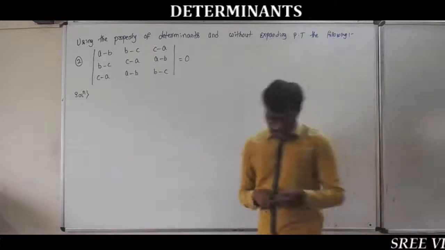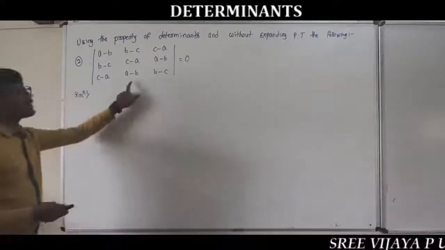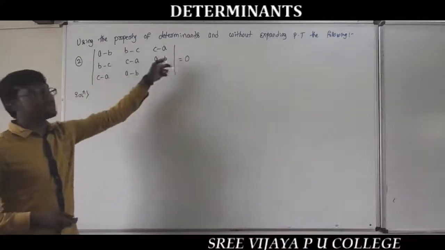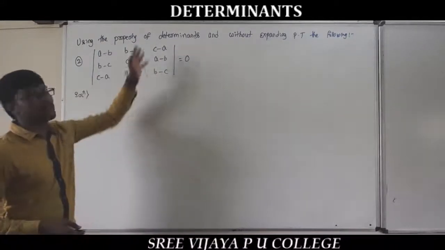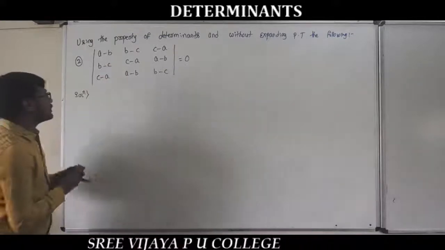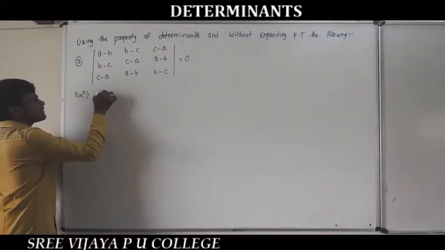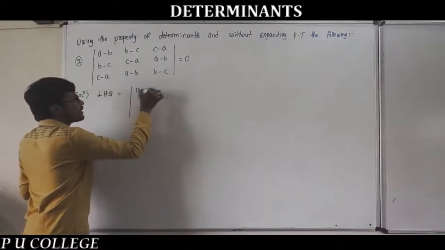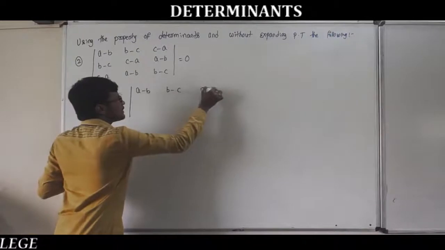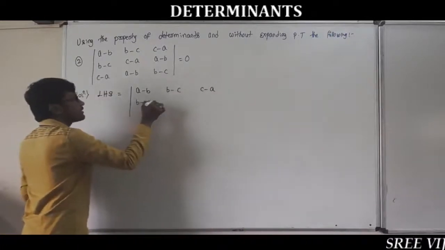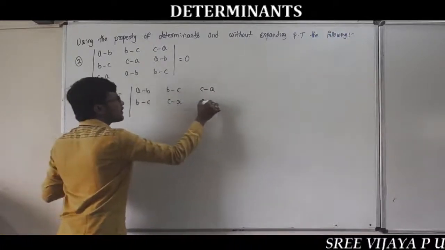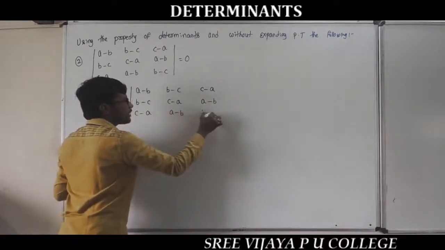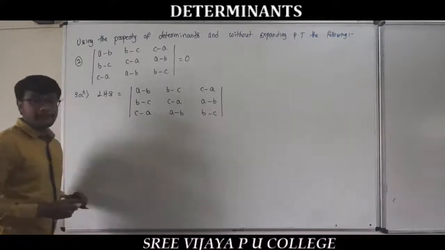Okay. So in this also see here we cannot apply property number 5 because here first row also expressed, second row also and third row also, first column also, second column also, third column also. So for that what I will do means, so let us see the problem. LHS equals determinant of A minus B, B minus C, C minus A, B minus C, C minus A, A minus B, C minus A, A minus B, B minus C. So this is the LHS.